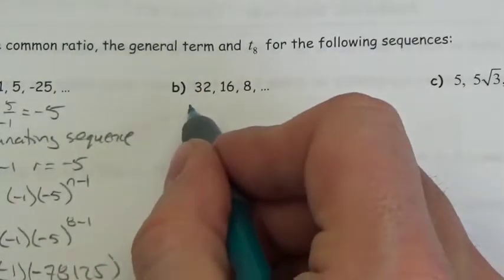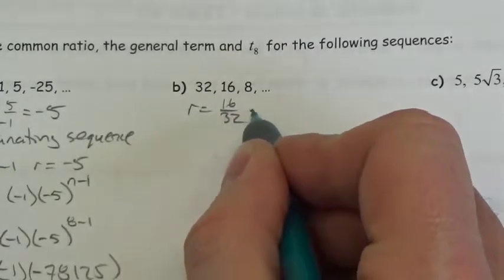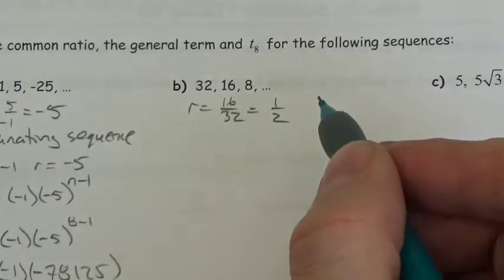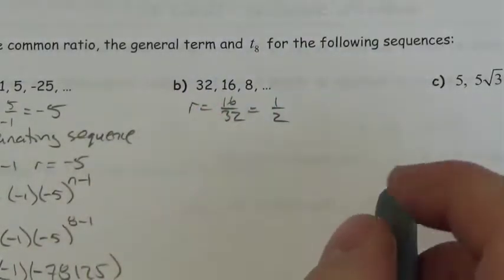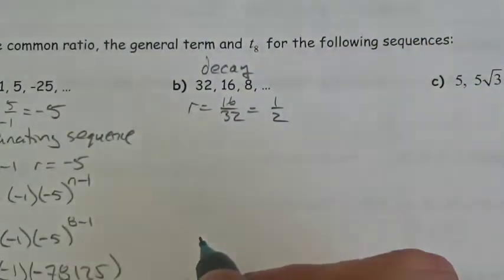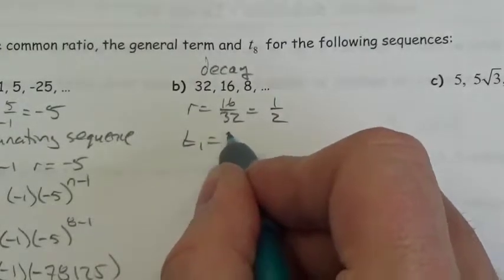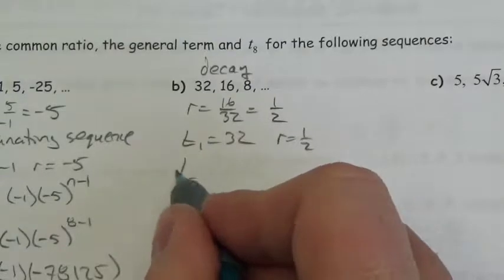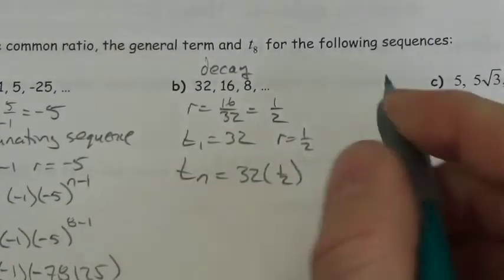In this case right here, 32, 16, 8, if we take the second term and divide it by the first term, notice in this case that we're getting a fraction, 1/2, and this is because we've got kind of a decaying sequence here. The value is getting smaller and smaller and smaller. Our first term is 32. Our R value here is 1/2, so our general term, Tn, will be 32 multiplied by 1/2.